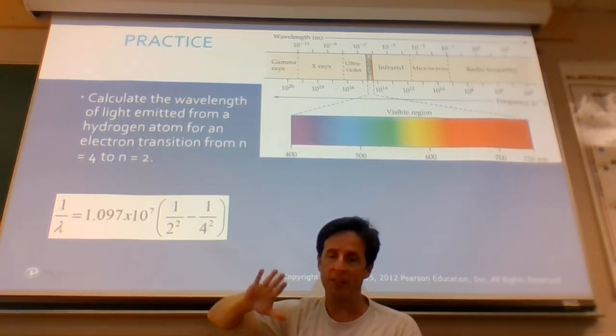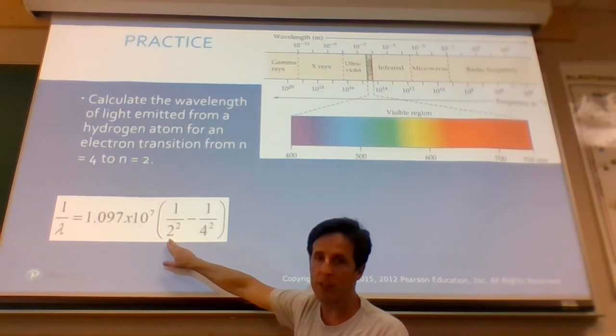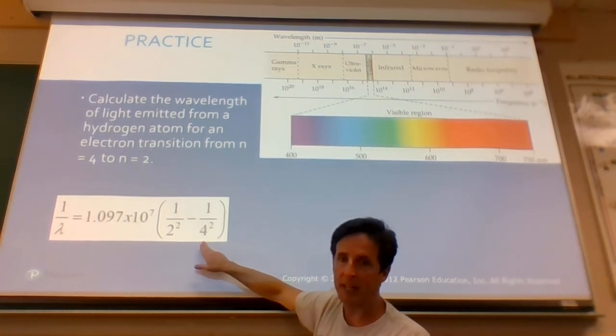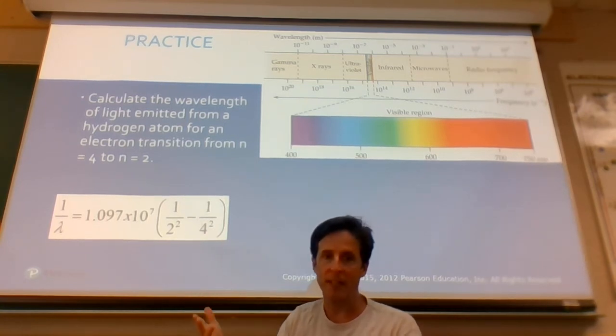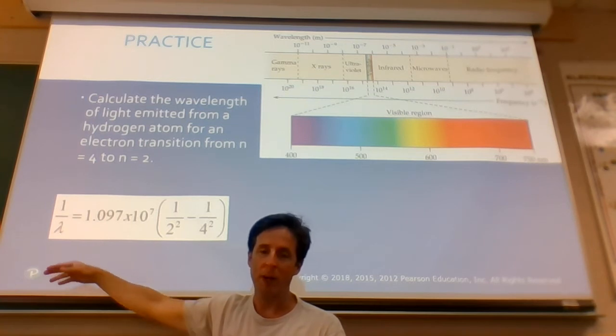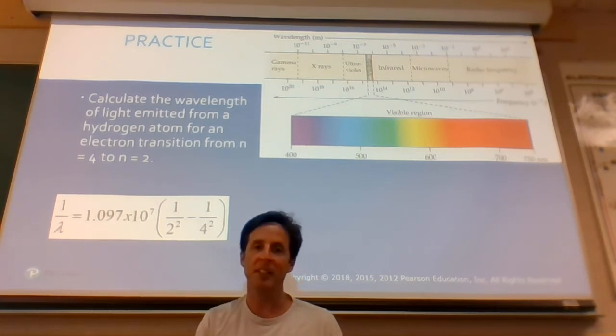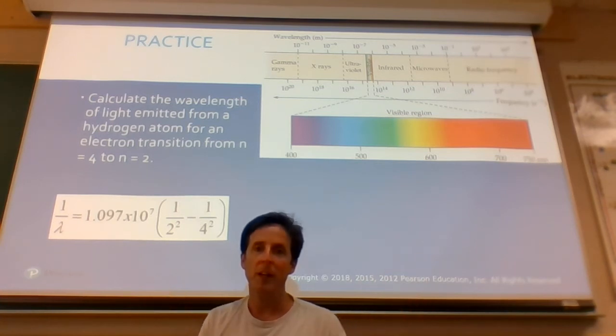In this case, it's very important that the n values, it's the lower n value first and then the higher n value second, specifically because if we do it that way, we're going to get a positive answer. And when we solve for a wavelength, wavelengths have to be positive. It's the distance between the crests of two peaks of the wave. It's a distance, it has to be a positive value.